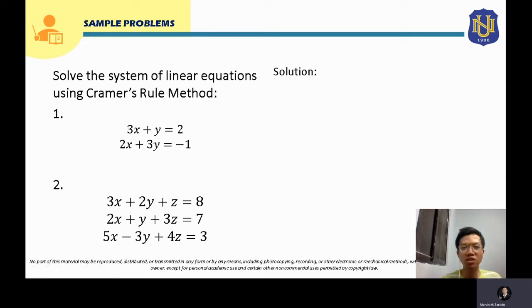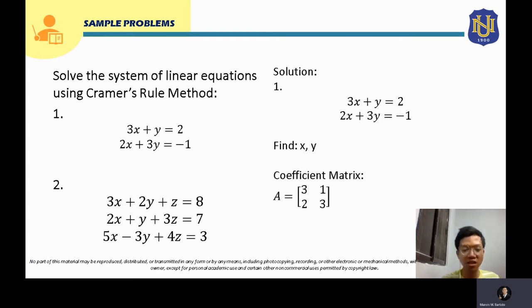To solve this system of linear equations, we just have to solve for the values of x and y. Using Cramer's rule method, the coefficients of this system are 3, 1, and then 2, and then 3. So that will be our coefficient matrix A. Now our formula for x is the determinant of N of x over the determinant of A. And for y, that will be equal to the determinant of N of y over the determinant of A.